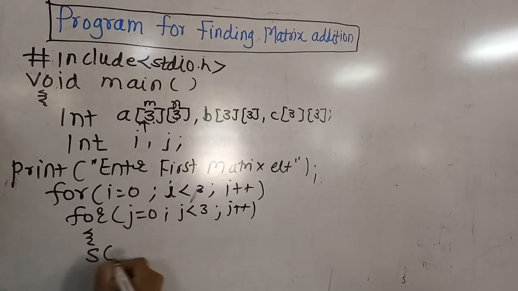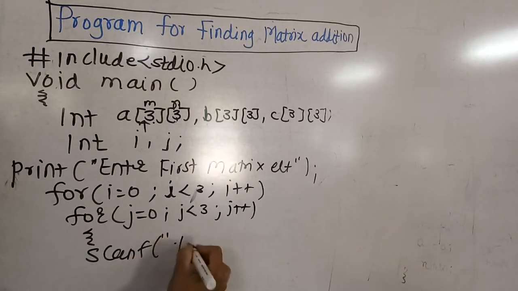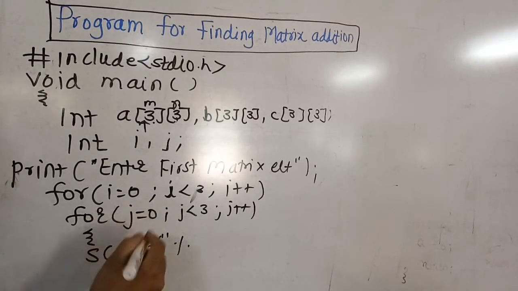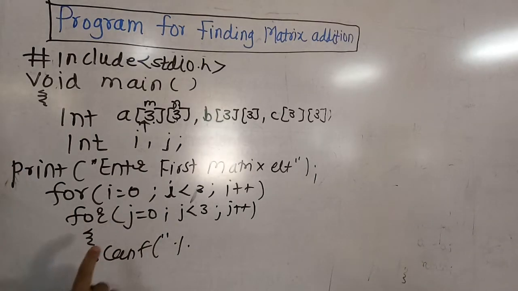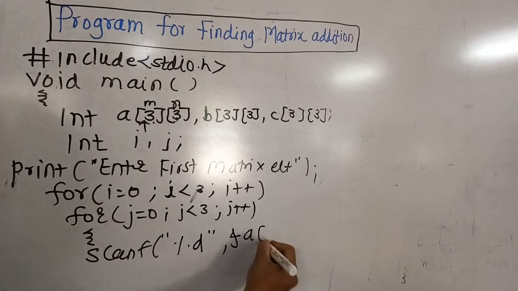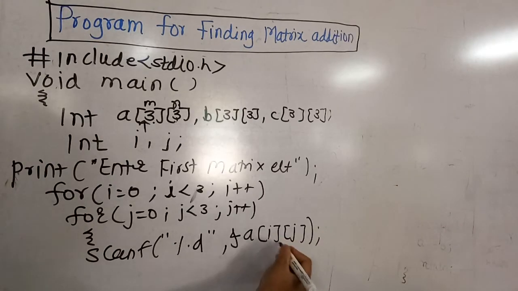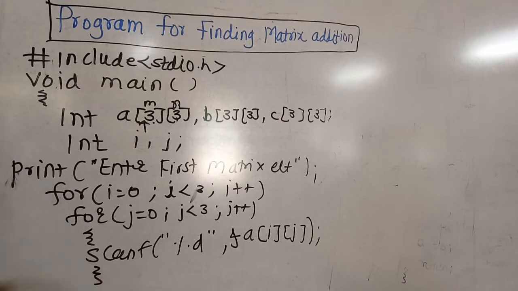And in this, we will only accept the elements by scanning. How many percentage signs do you have to use? Though I and j are separate, they are pointing to only one variable at a time. So we will take only a single percentage, and then as with the one dimensional, we will accept the numbers in I and j. Meaning if I is 0 and j is 1, then the 0, 1 position will be filled by this scan. So this is the accepting of the elements of the first matrix.